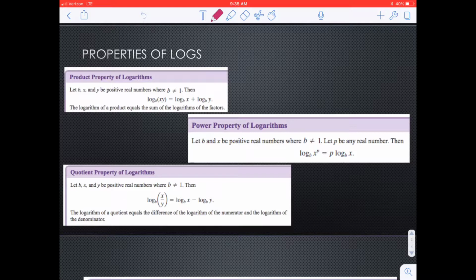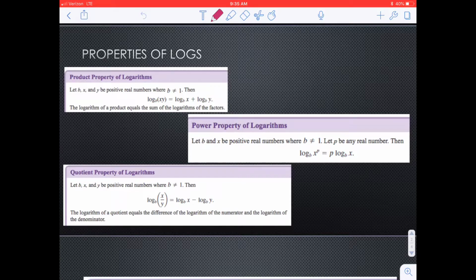I want to let you know that when you see this in homework or on a test, what's going to be asked of you is to take a single logarithm and expand it, or to take an expanded logarithm and condense it. If you're condensing something, you're making it smaller. You're making it into a single logarithm. So this log base b of xy is the single logarithm. And when you're asked to expand the logarithm, that would be the log base b of x plus log base b of y. Okay. So your second property that we're going to look at is the quotient property.